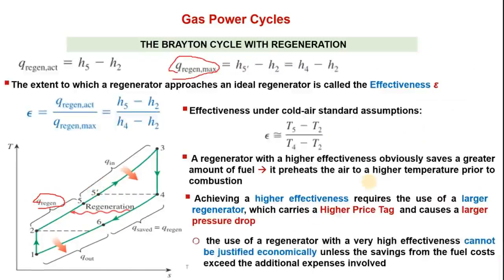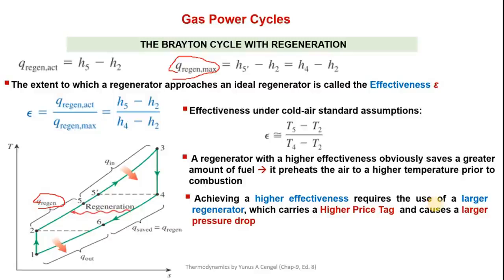Right, so that is written here generally. Achieving a higher effectiveness requires the use of a larger area regenerator, which carries a higher price tag and therefore causes a larger pressure drop, right? Because as the area of heat exchange is increased, the area of pipe is increased. When the area of pipe is increasing, the pressure drop in those pipes due to fluid friction is also increasing. So the compressor has to do a little more work because the pressure drop is more because of the larger area of pipes.